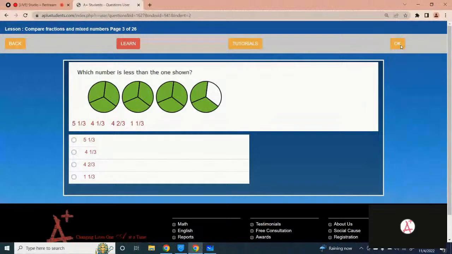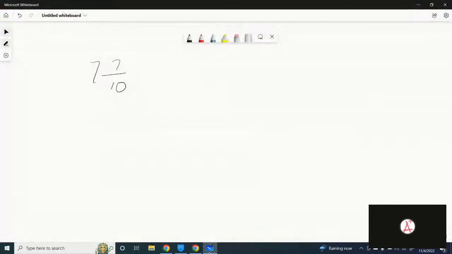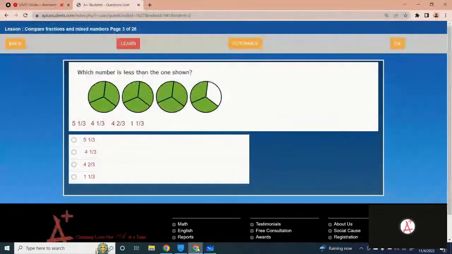Okay, which number is less than the one shown? Okay, let's see which number is shown. 1, 2, 3. It would be 3 whole 2 over 3. Got it? So we have represented 3 whole 2 over 3. So which of the numbers is less than 3 whole 2 over 3? Which fraction is less than 3 whole 2 over 3?